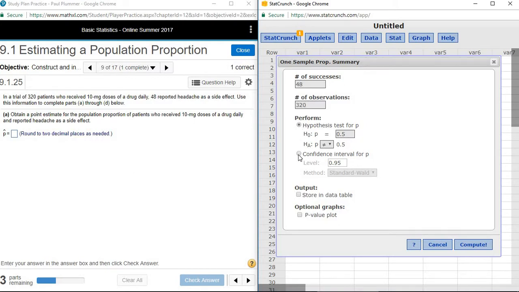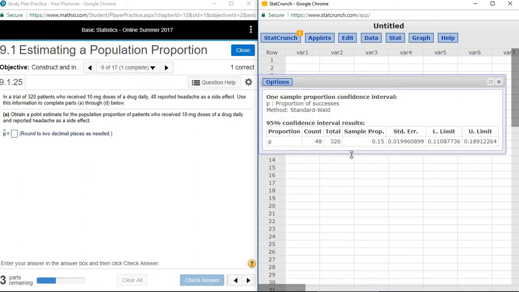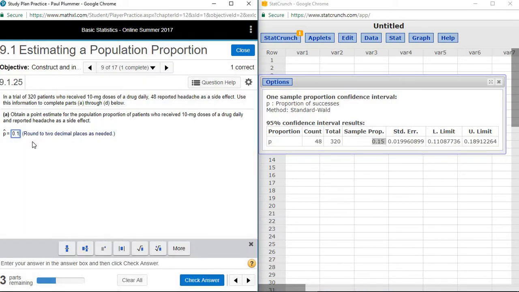We want to perform a confidence interval. At this point, we don't know what the confidence level is, so I'm just going to press compute. The reason I'm doing this at this point is to show you that part of the output from the confidence interval is to give us the sample proportion. So our p hat here, the sample proportion, is 0.15. Again, I could have gotten that by just taking a calculator and dividing 48 by 320, but I did want to show you that StatCrunch will do that calculation for you as well.